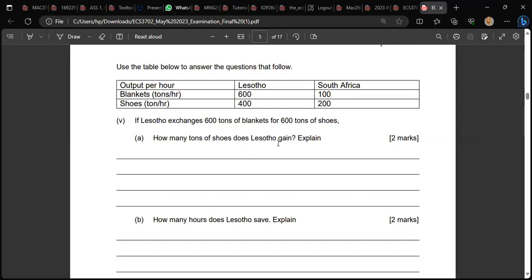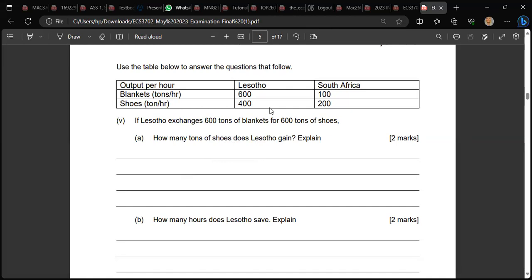If Lesotho exchanges 600 tons of blankets for 600 tons of shoes, how many tons of shoes does Lesotho gain? All right. So this one is very easy. Let's analyze it. Lesotho is giving up 600 tons of blankets. Then in exchange, they are getting 600 shoes. So how much do they gain? How many tons of shoes do they gain? They could have said, how much is Lesotho gaining in terms of shoes?